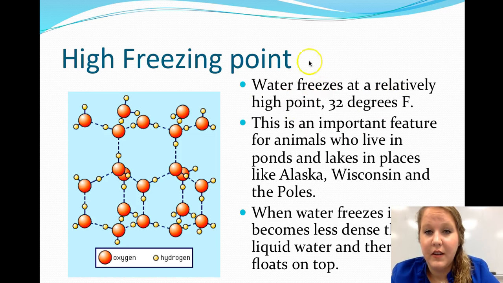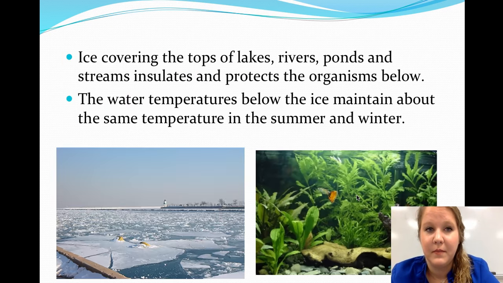Now, water also has a high freezing point, which means it freezes at a relatively high temperature. This is great for animals who live in ponds and lakes in places like Alaska and Wisconsin and the poles. When water freezes, it becomes less dense than liquid water and therefore floats on top. If water froze at a different temperature, it would change a lot of ecosystems, and life would not be possible in specific areas or ecosystems.